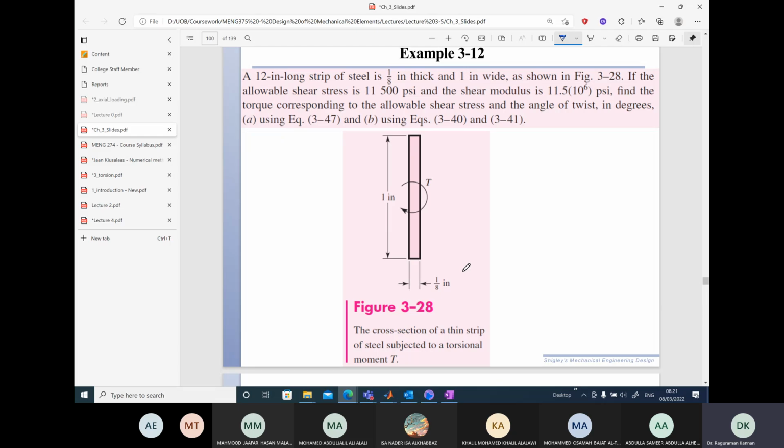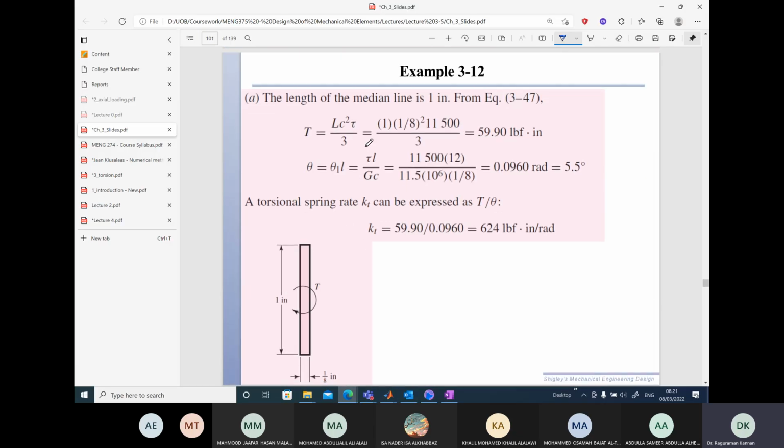In some example problems for open tube, you have a 12-inch long strip steel. The dimensions are given. If the allowable shear stress is given, shear modulus is given, find the torque and the allowable shear stress and the angle of twist in degrees. We need to just apply the formula, substituting for allowable shear stress. The torque values we get, theta value, this is the value we get. And what is the torsional spring rate? That is going to be based upon the torque and the theta value, T over theta.